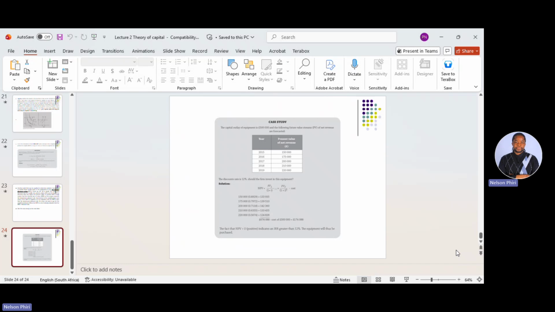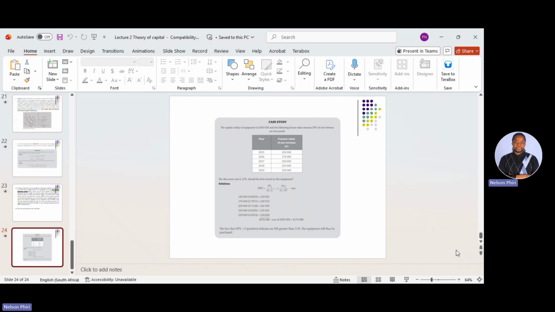This time we divide by 1 plus 12% to the power 3. Our answer becomes 142,360. Then you also take 210, now divided by 1 plus 12% to the power 4, which gives us 133,455. Then finally, the final receipt of 220. This time around, you divide it by 1 plus 12% to the power 5, which you get 124,828.